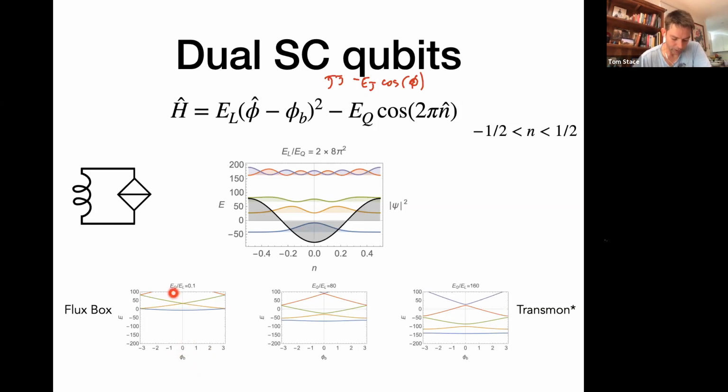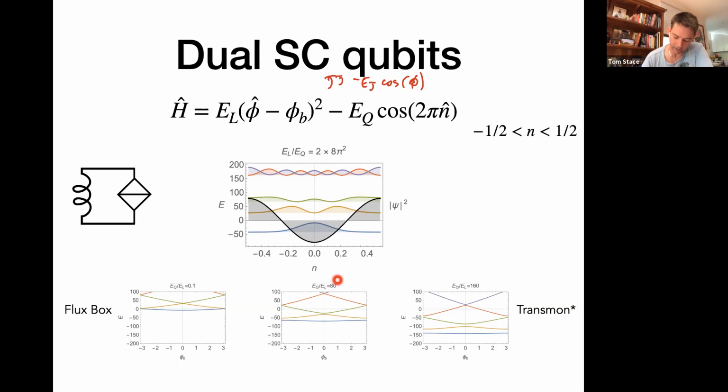And if I plot the energy eigenspectrum as a function of phi b, that's what I end up with here. For a small value of the ratio of the prefactors EQ over EL, I get a spectrum which has a characteristic form, a lot like the one I showed you before for Cooper pair boxes, where I've got a lowest band of energies for the ground state, a next band for the first excited state, and a next for the second excited state.